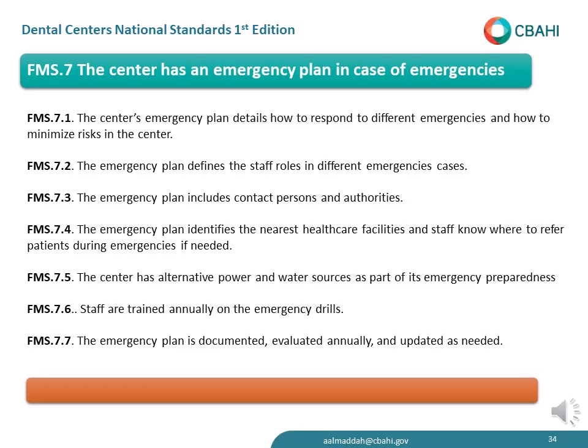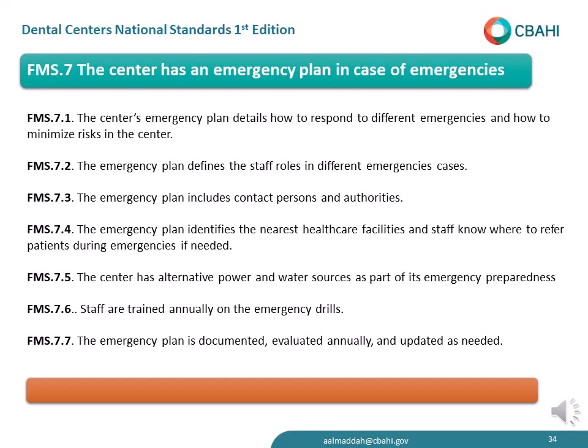7.4, the emergency plan identifies the nearest healthcare facility, and staff know where to refer patients during an emergency if needed. So if something unfortunate happens within the center and you need to clear or send some patients, you need to know where you want to send them. You have an agreement or some kind of relationship with the nearest healthcare facility, and there are channels of discussion on how you will transfer them immediately.